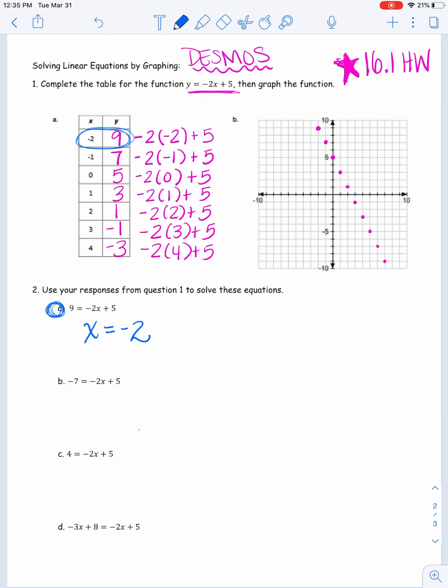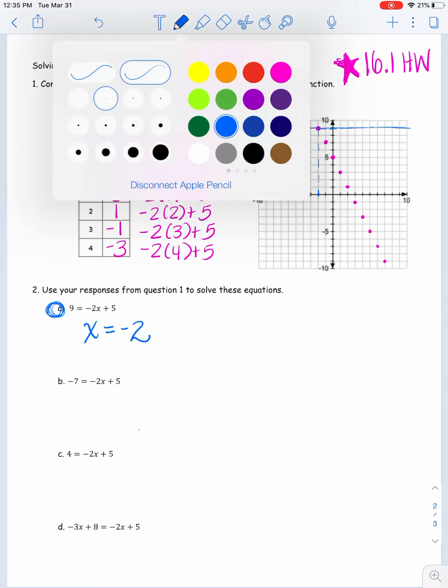Okay. We can also use the graph for that. So we can also find where y is equal to 9. I'm just dashing in a little horizontal line where y is 9, and I can follow that down to my x-axis. And that happens where x is equal to 2. Okay, so you could use the graph, you could use the table. Either one works.